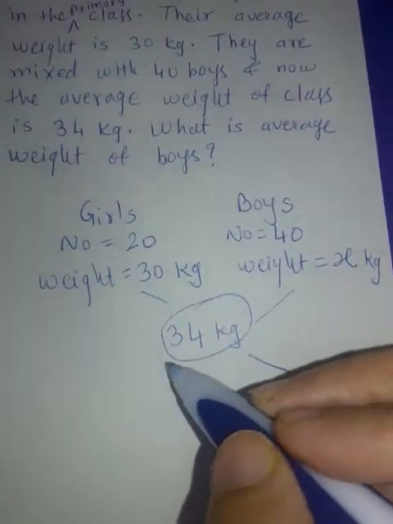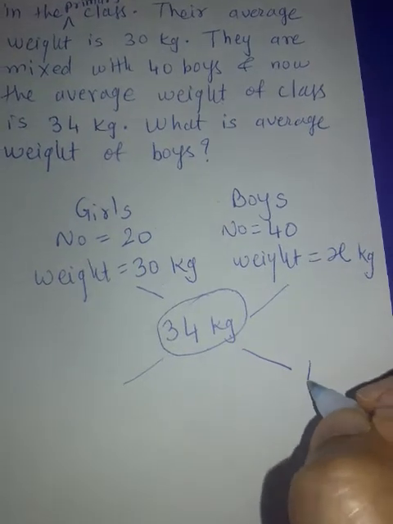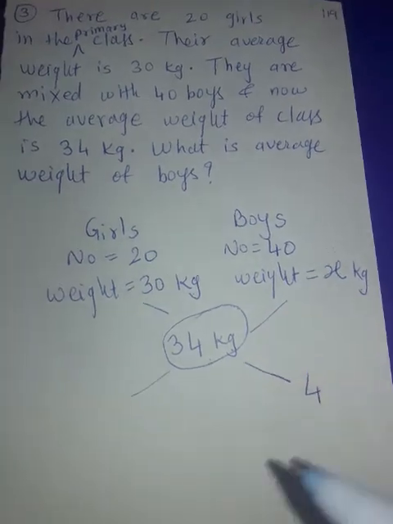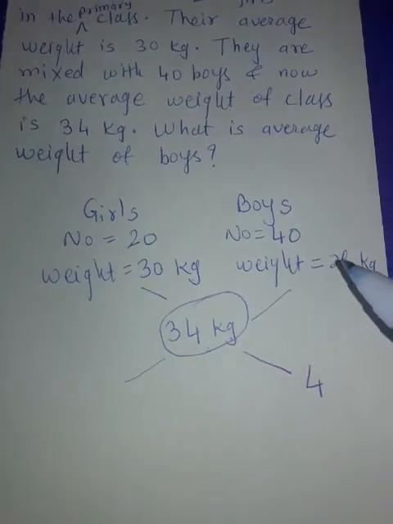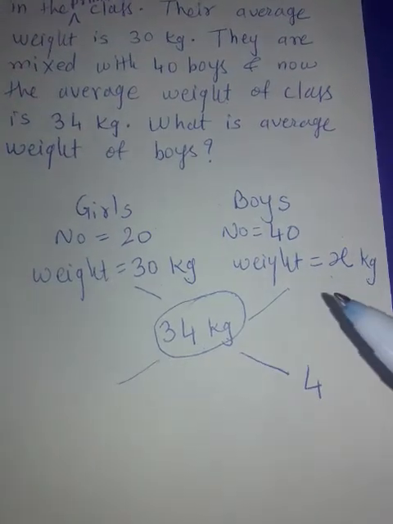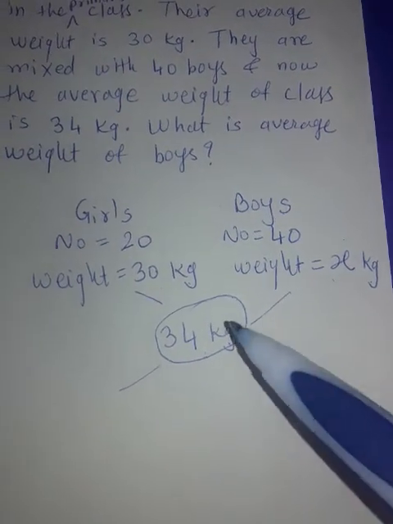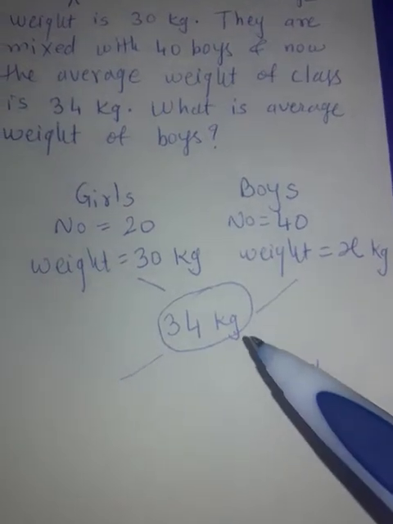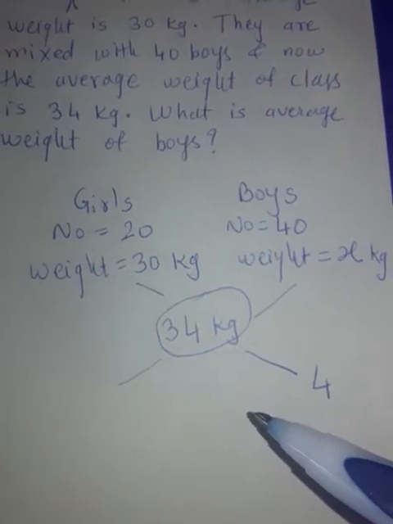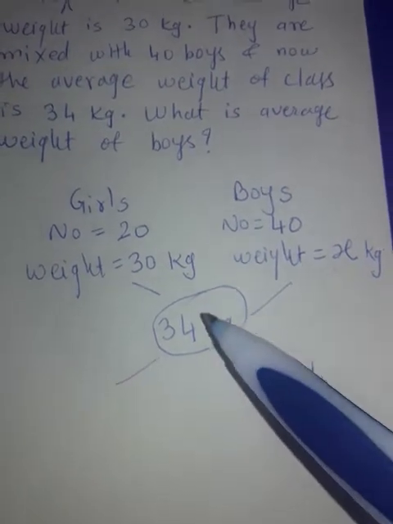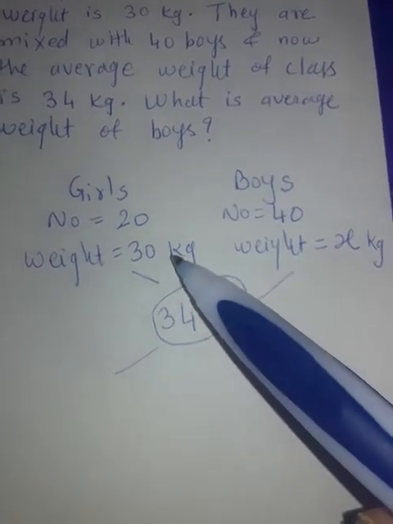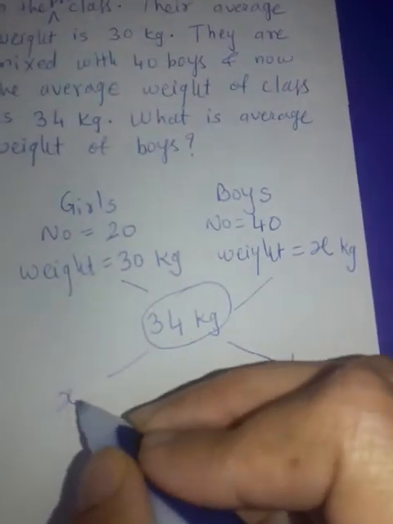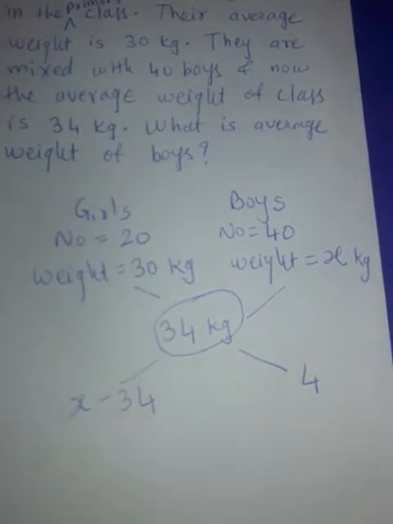Positive difference, positive difference. 30 and 34. The difference is 4. X and 34. Now remember this. We don't know which is bigger, whether X is bigger or 34 is bigger. But what we always know is that this mean lies between these two quantities. It has to be greater than one and it has to be less than the other. That we have already seen, isn't it? Now 30 and 34. 34 is greater than 30. That means it has to be less than X. So X is bigger here. So I am going to write X minus 34 here.